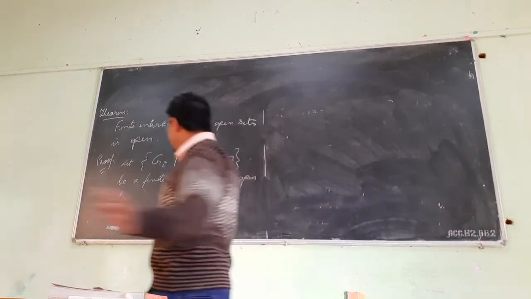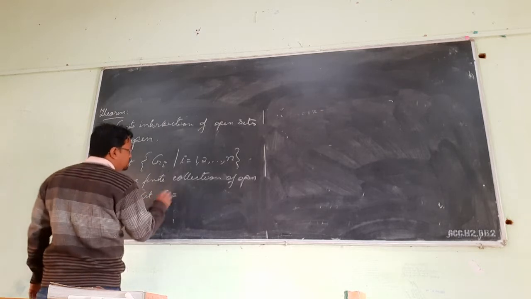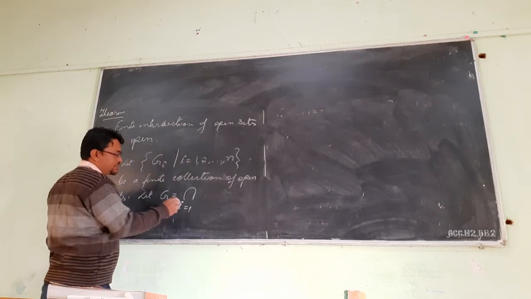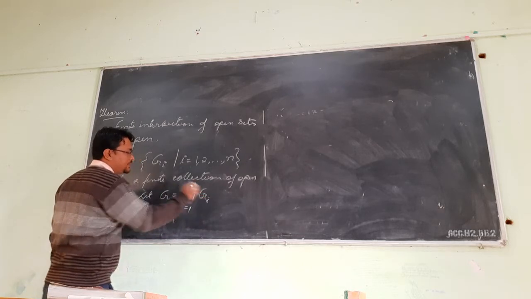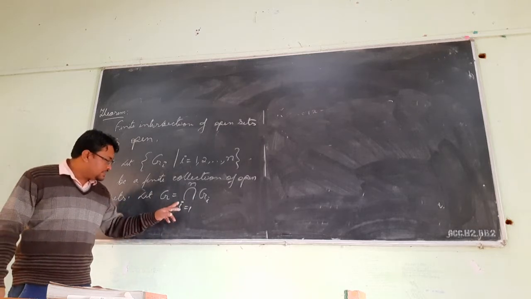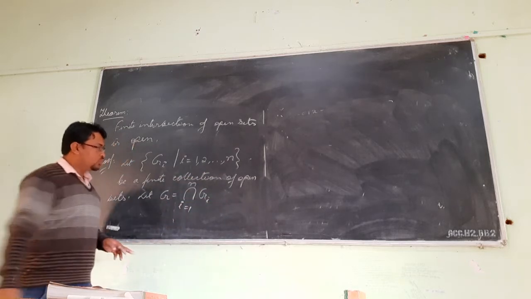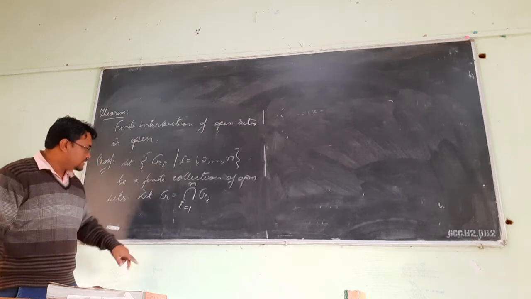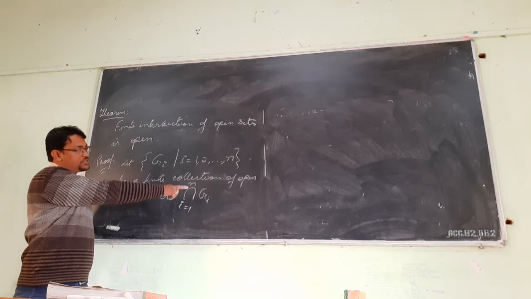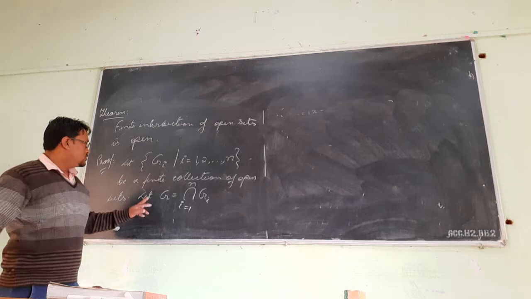So I have to show their intersection is open. Okay. So let G equal to the intersection, i goes from 1 to n, of Gi. Finite intersection. I could have also written it as i belongs to 1 up to n, but that will require more space here. It will look clumsy. So that's why I have written like this. Intersection i equal to 1 to n of Gi. This means actually G1 intersection G2 intersection G3 up to Gn. Okay. So let G equal to this.